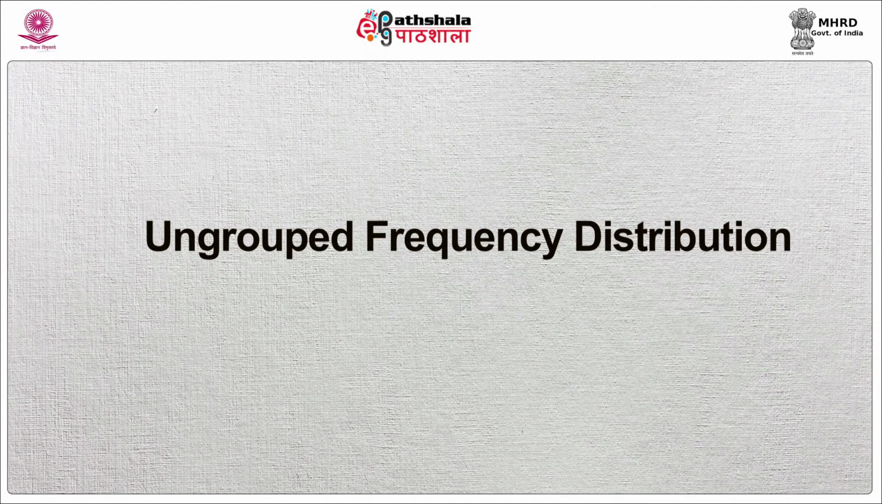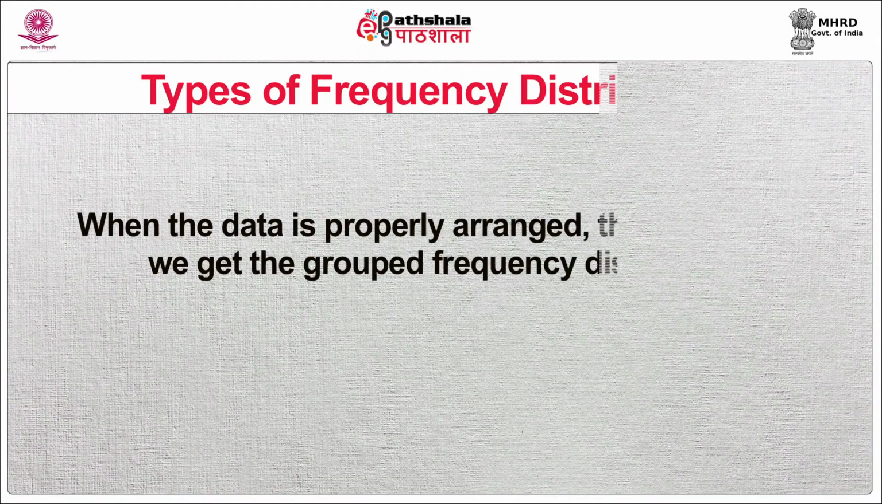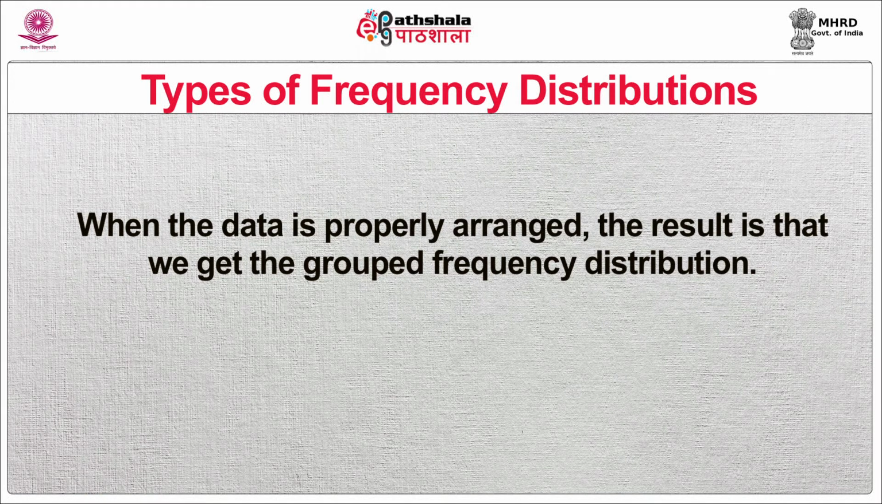Next is the ungrouped frequency distribution. A table with a gap of 1 is referred to as an ungrouped frequency distribution, as you just saw in table A. It refers to the given set of values arranged in ascending order. This data is of a kind which has not been arranged into groups. These are termed the individual series. When the data is properly arranged into groups, we get the grouped frequency distribution.